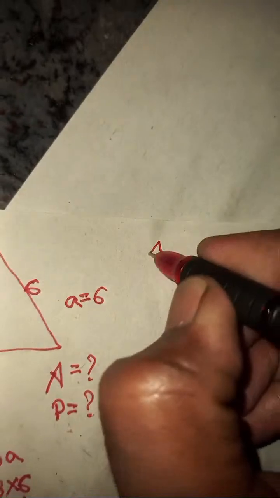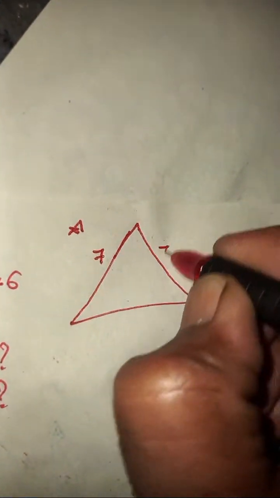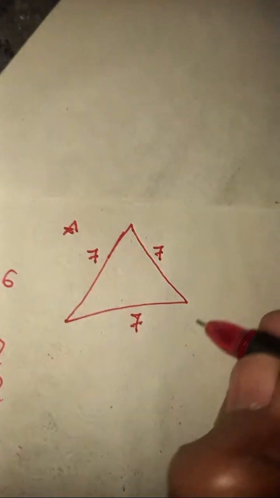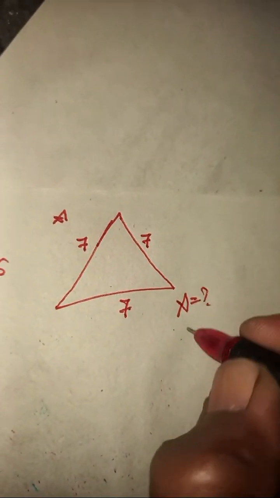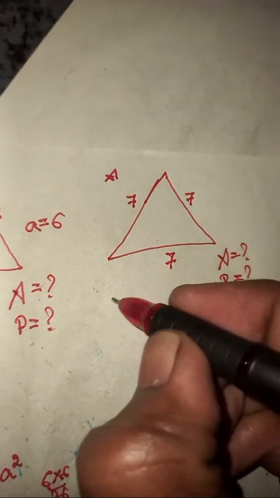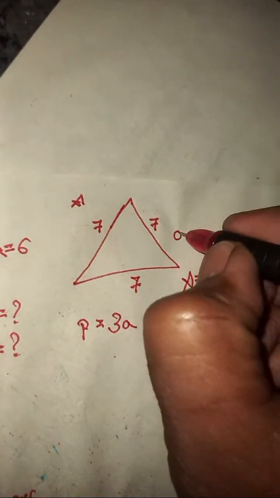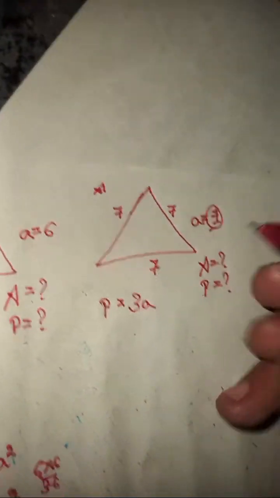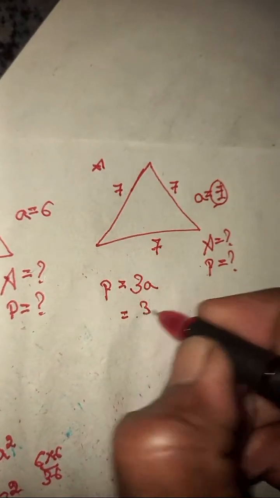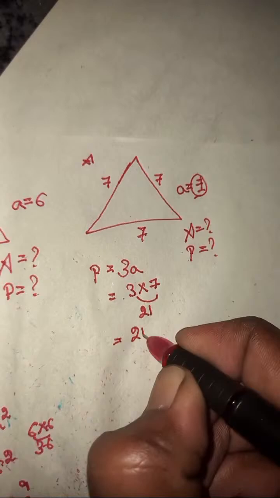Let's take one more triangle. Here in this triangle, they have given all sides are equal to 7 units. You need to find out what's the area and what's the perimeter. You can find the perimeter as 3a, where a is the side length, 7 units. You're going to get 3 times 7, which is 21 units.